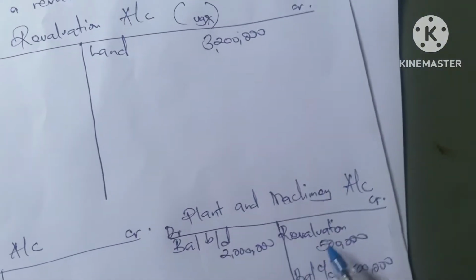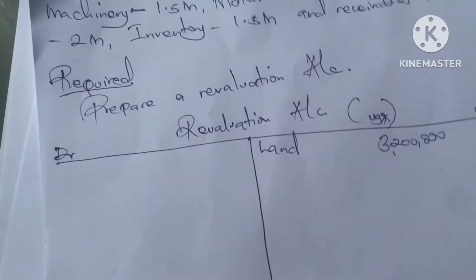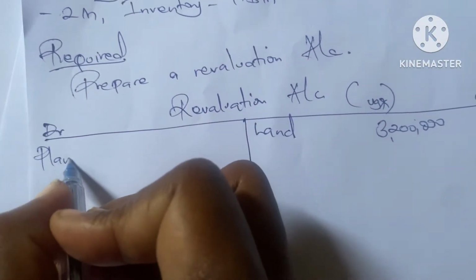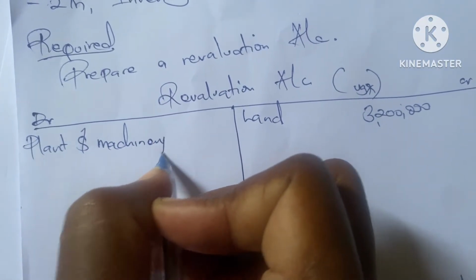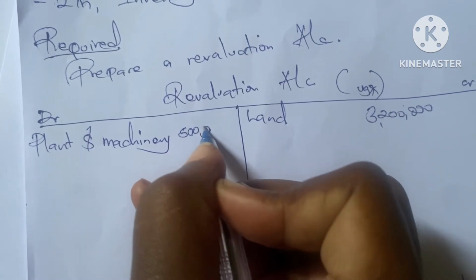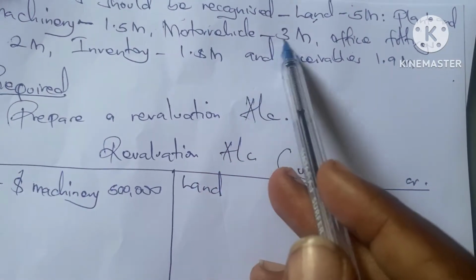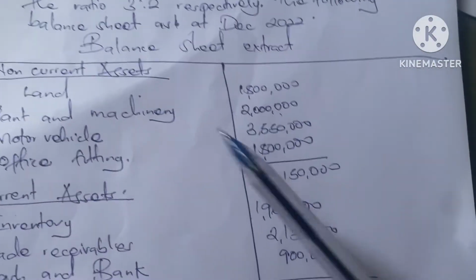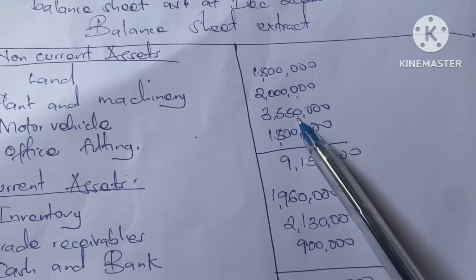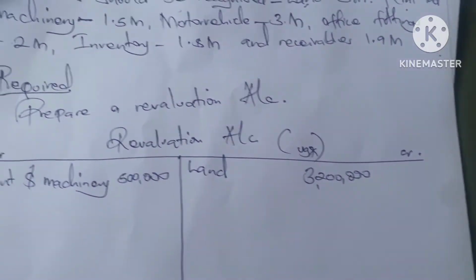So since we said we put the revaluation on the credit side, in the revaluation account we shall put it on the debit. So plant and machinery, it is 500,000, like that. Then they've told us motor vehicle was revalued to 3M. So here in the balance sheet, motor vehicle had a value of 3.55. Then it was revalued to 3M. There was still a decrease in the value.